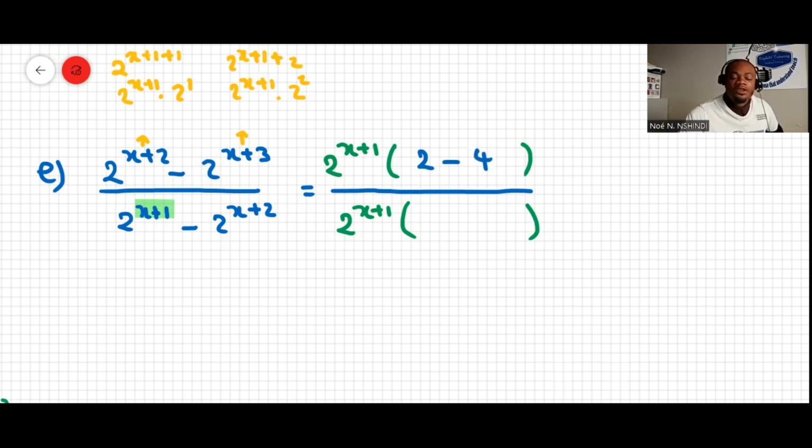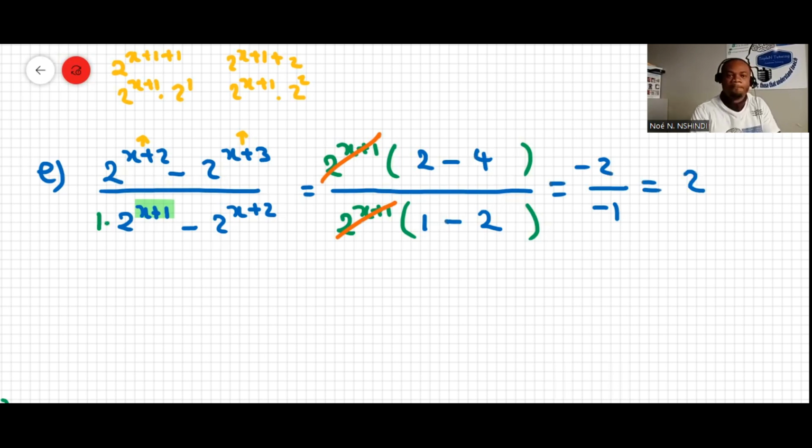And the denominator, if I take 2 to the x plus 1 out for the common factor, understand that it has an invisible 1, these times an invisible 1. So I cannot put 0 in the bracket, but just write 1 minus 2, because 2 to the x plus 2 is just 2 to the x plus 1 times 2. So I can write it like this. Then we can simplify this and that, and we are left with 2 minus 4, which is negative 2, and then 1 minus 2, which is negative 1, and then the answer is just 2.